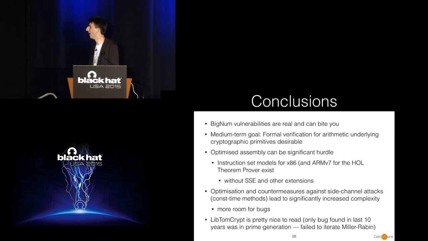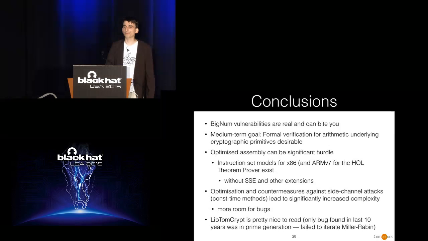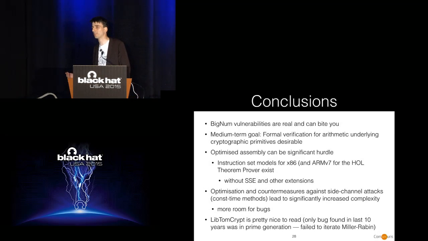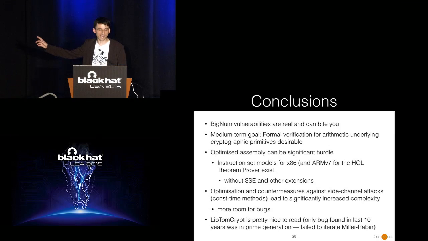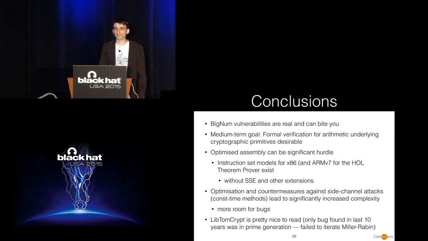My takeaway from all this is that libgcrypt and libtommath are very, very nice to read. The only bug found in the last 10 years there that's publicly documented is one in the prime generation routine. They screwed up: instead of doing Miller-Rabin a number of times, they only did it once. I laughed when I saw the commit log, because this bug was found by Mark Karpeles, the founder of Mt. Gox.